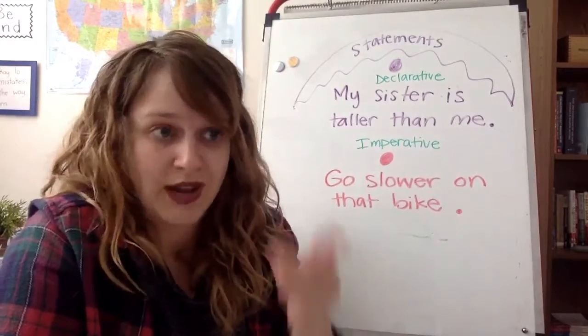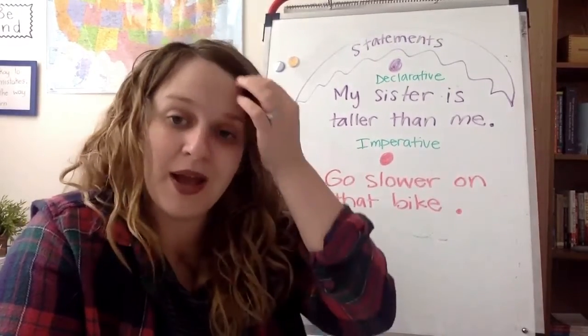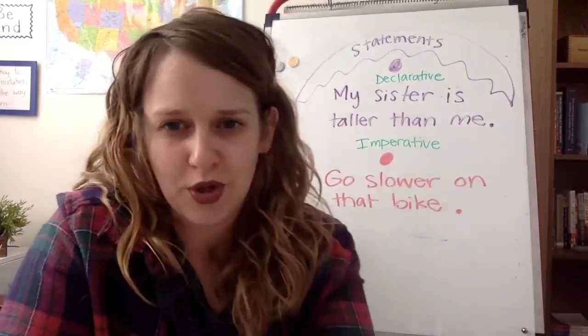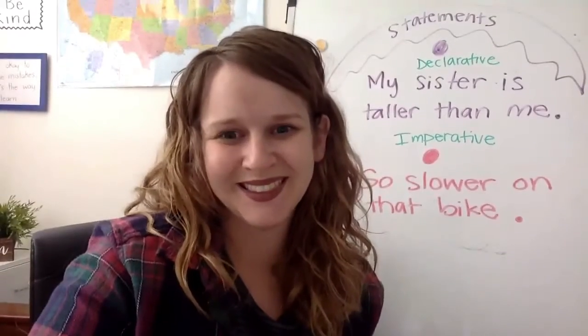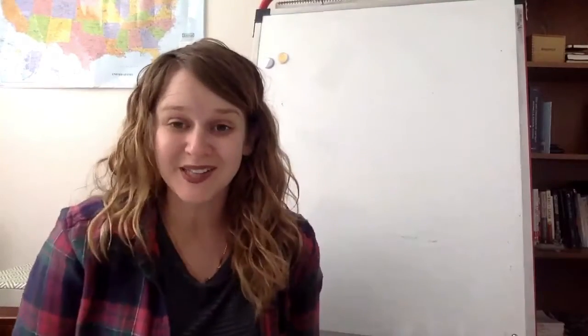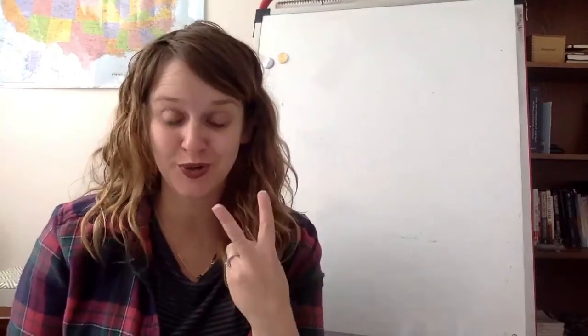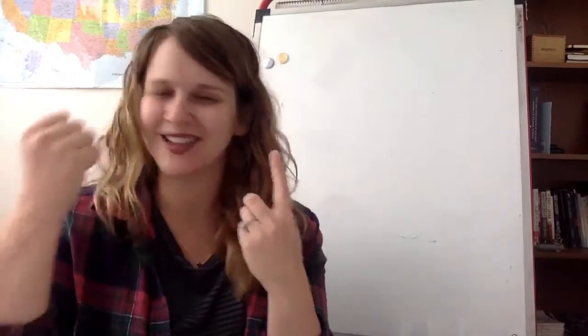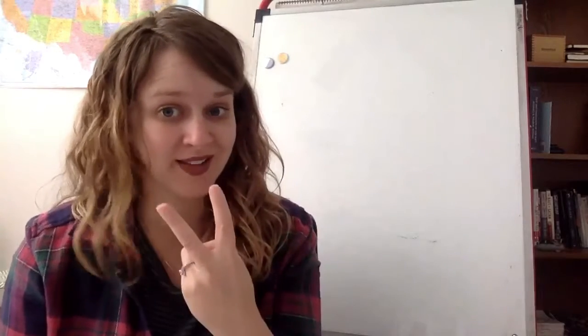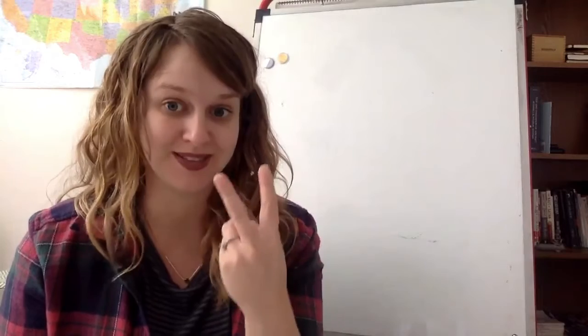It's telling someone, hey, go slower on that bike. But I'm not saying it with excitement or big emotion. So it's still a period. All right? Awesome job. All right, awesome. So we just covered that there's 2 types of statements. There are declarative sentences that declare something, and imperative sentences that are a command or a demand, a bossy sentence.